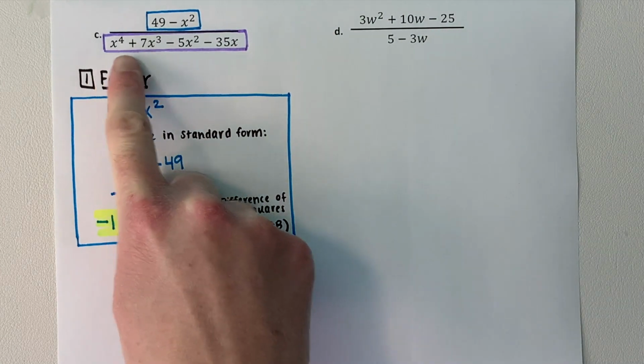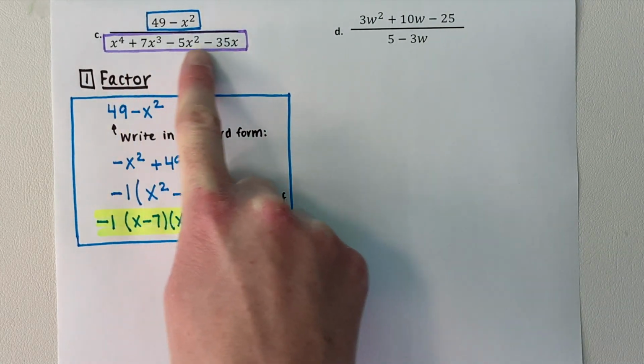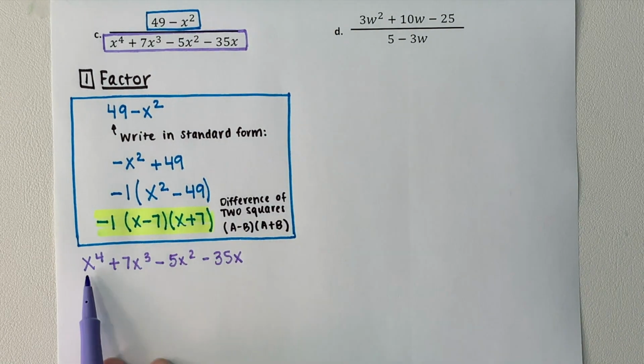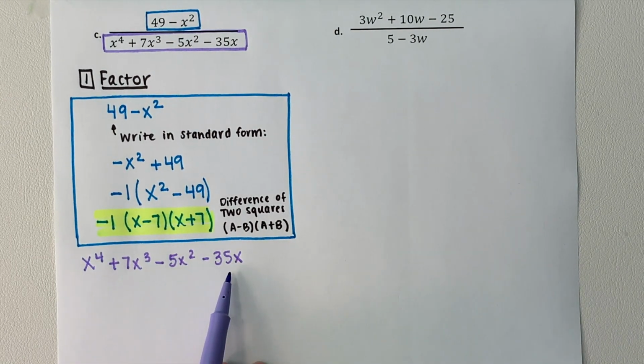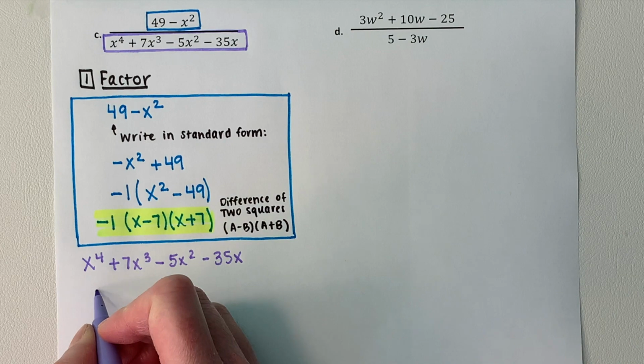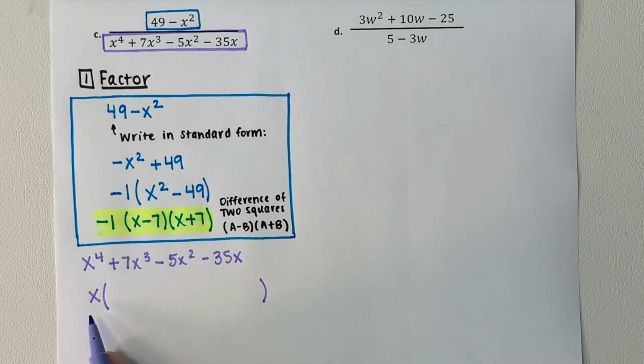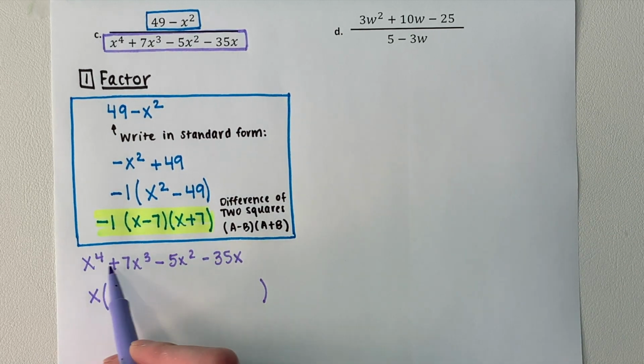Next, I'm going to factor the denominator. So I'll start by copying this denominator right here. The first step of factoring this expression here is to check for a greatest common factor. And the greatest common factor of this expression would be x. So we'll write the x outside of parentheses, and then we'll think through the distributive property.